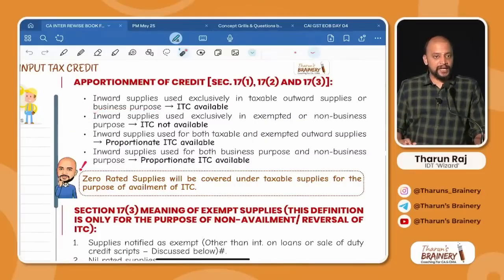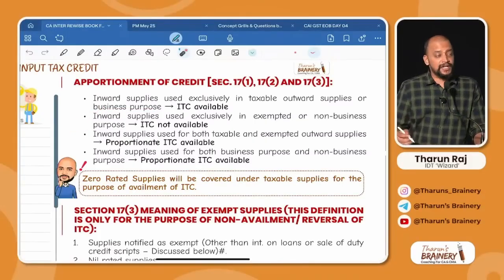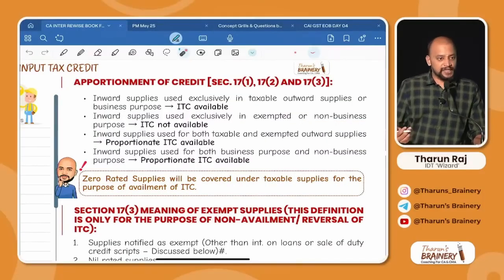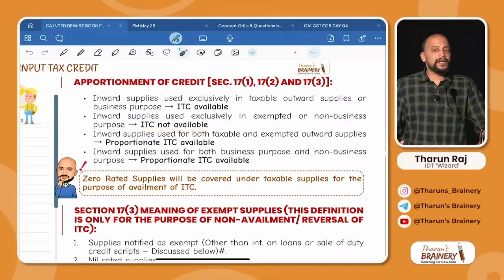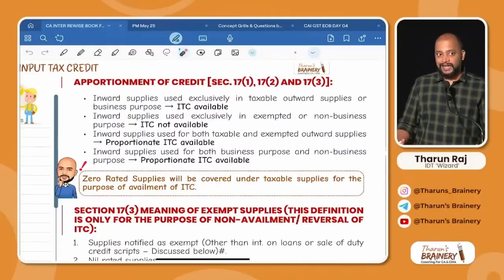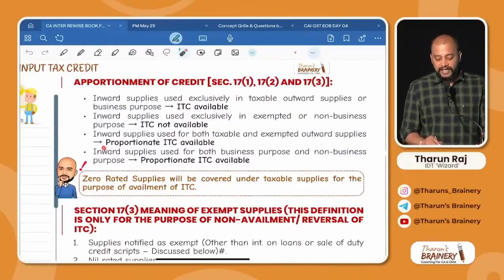I have some inward supply which is used exclusively in exempted supply or non-business purpose. Non-business purpose means what? Personal purpose. Can I take ITC? No, I should not take ITC. Inward supply, what if it is used for both taxable and exempted? I can take ITC. But how much ITC I can take?